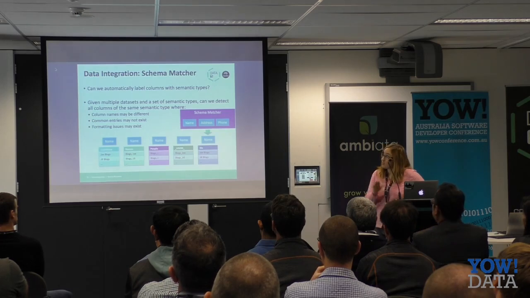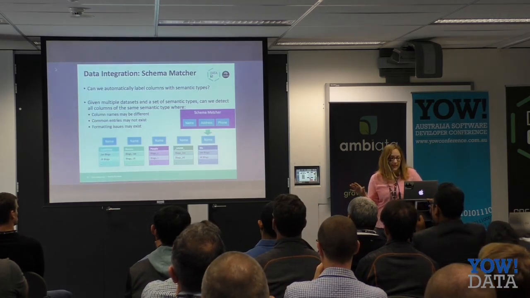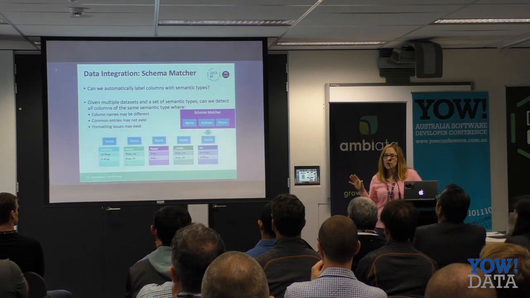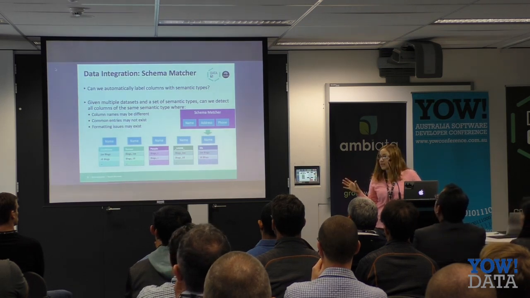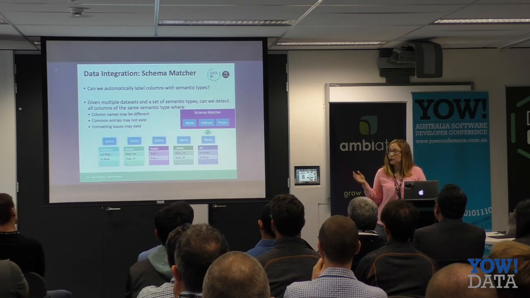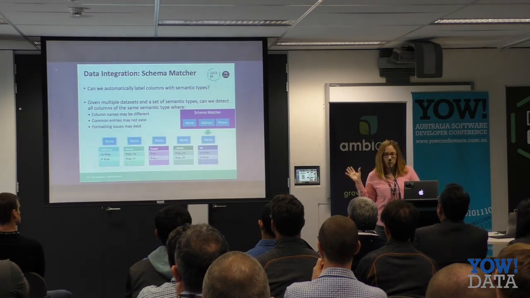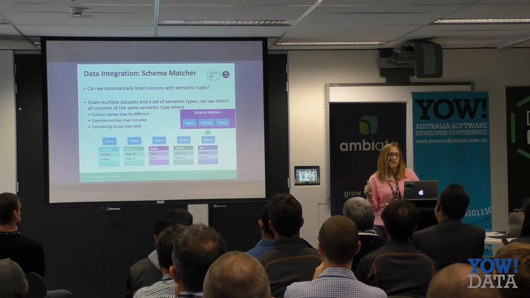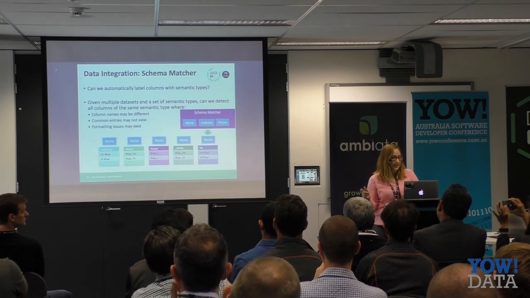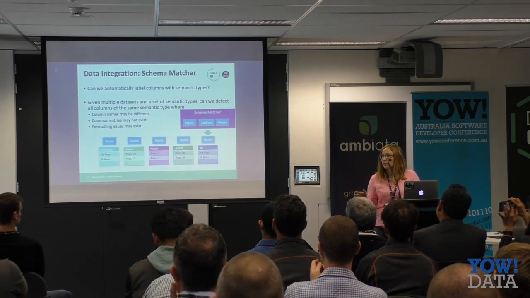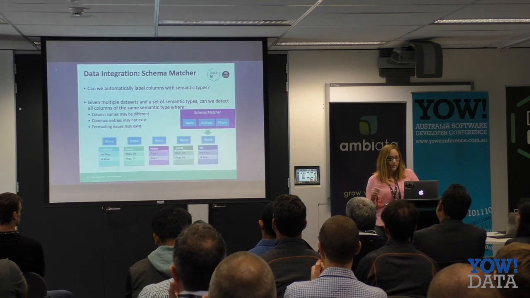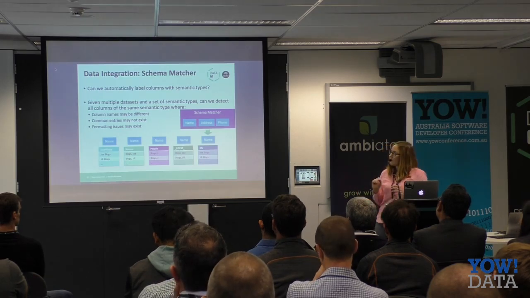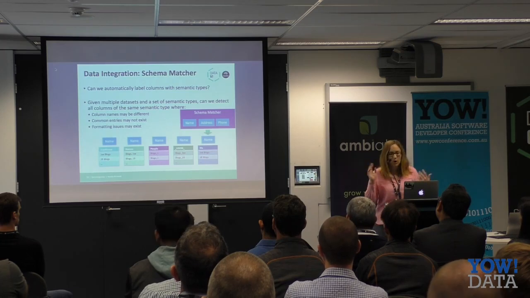The way we phrase the question is, can we automatically label columns with those semantic types? As input, we have some data sets and a set of semantic types, for example name, address, phone in this case. The question is, can we detect all columns of the same semantic type, where column names may be different, common entries may not exist, and there might be lots of formatting issues? For this purpose, we designed the schema matcher. We call it schema matcher.